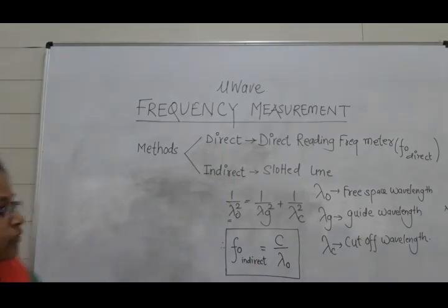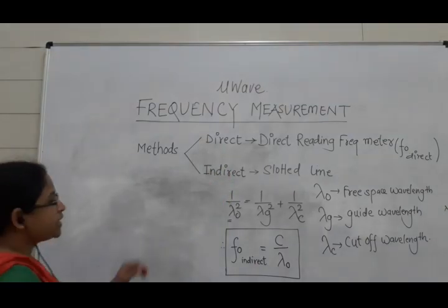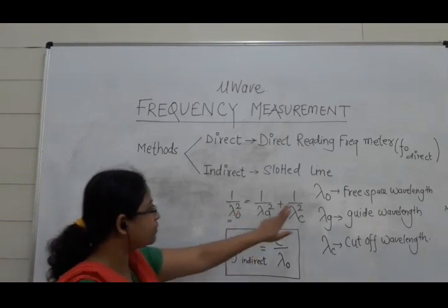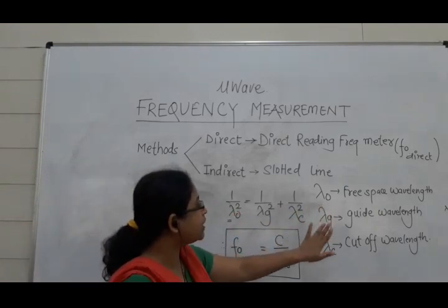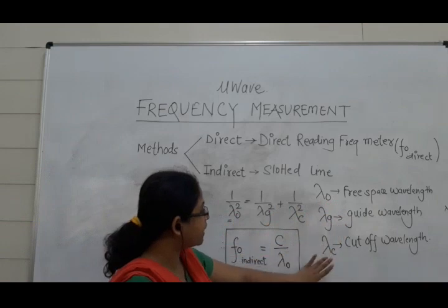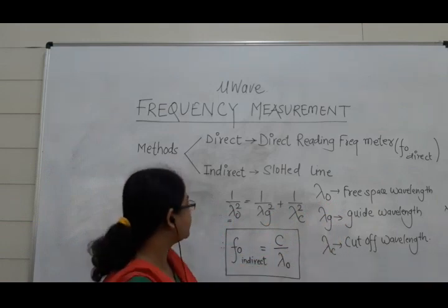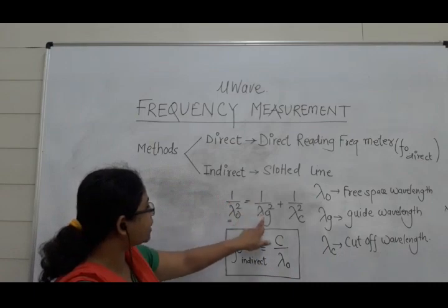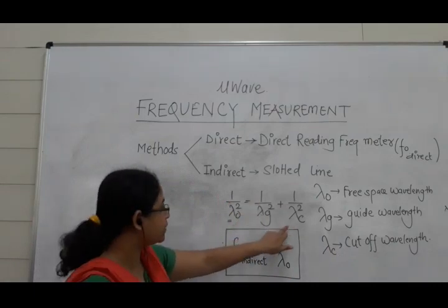As we have already discussed the relationship of the three wavelengths: lambda 0 is the free space wavelength, lambda g is the guide wavelength, and lambda c is the cutoff wavelength. So 1 upon lambda 0 square is equal to 1 upon lambda g square plus 1 upon lambda c square.